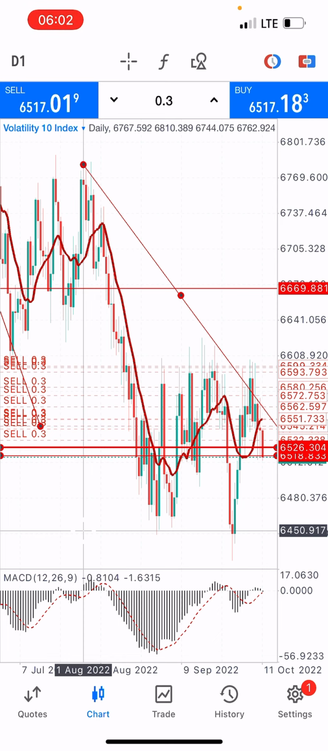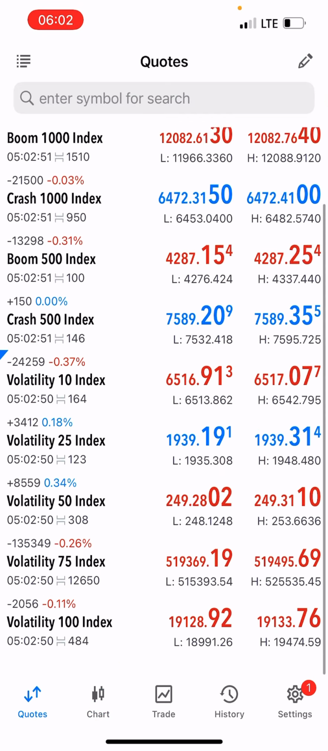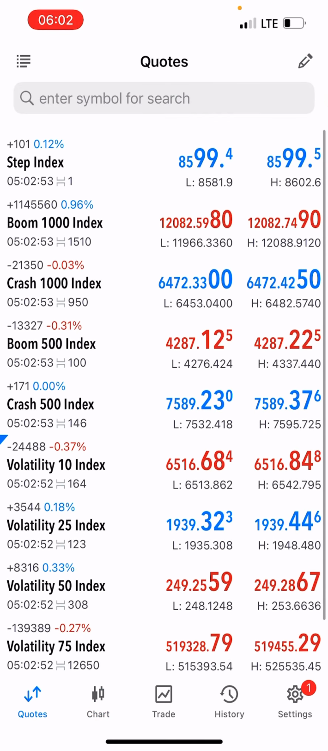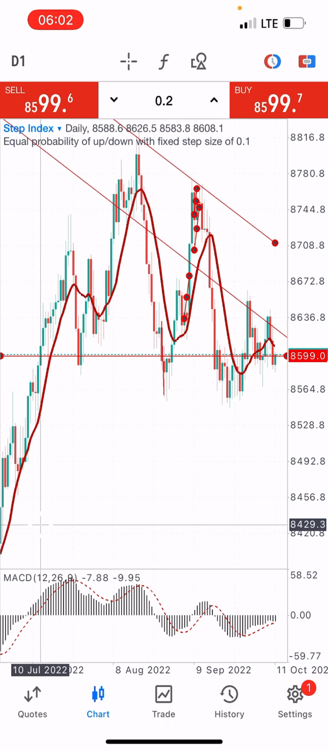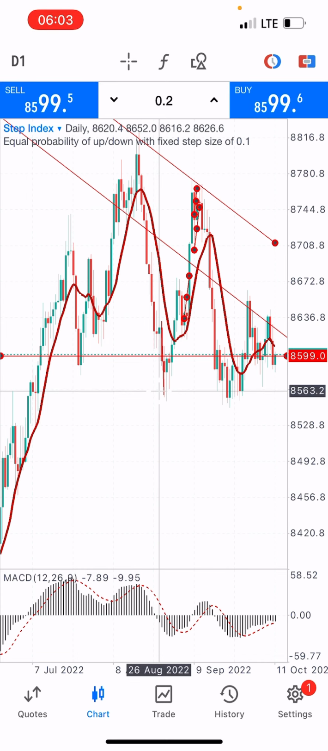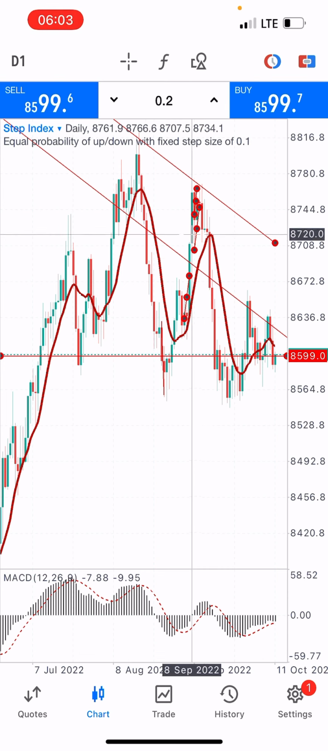6450 level. That's my target. So while I'm also showing you this, I'm also showing you step index. Guys, I told you before that I had some losses on step index. According to my prediction, look at what step index did to me, guys.